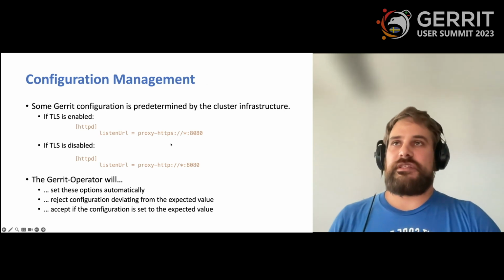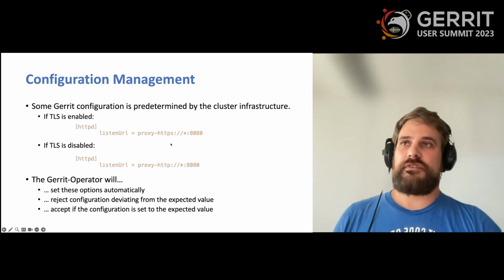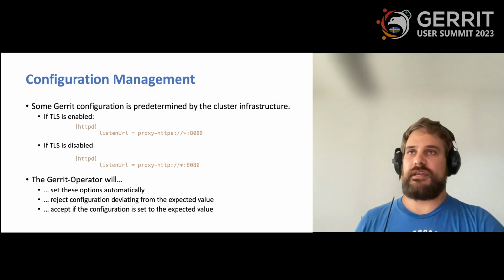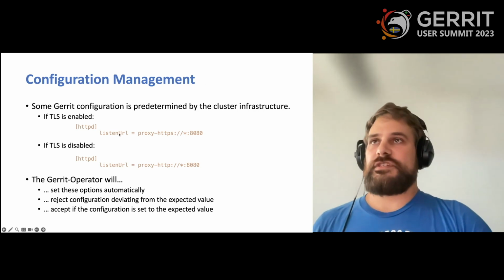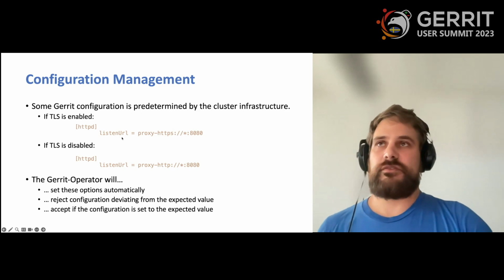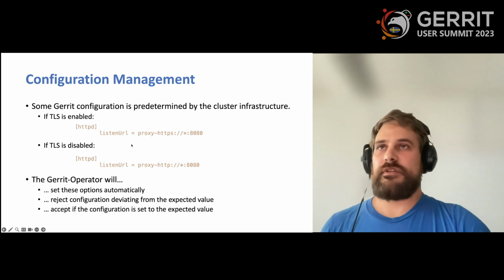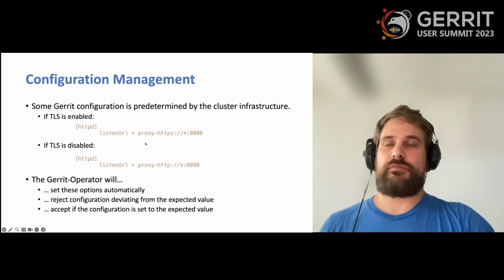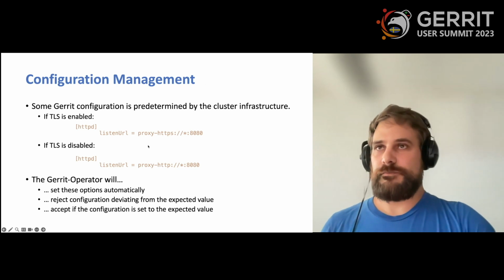But the operator already knows all this. It has all this information, and it should take care of this itself. And that's actually what it is doing. So I would suggest not to set the listen URL at all, and that's also true for other configuration options, because then the operator will set this configuration for you and provide it to Gerrit, and you don't have to take care of that at all.